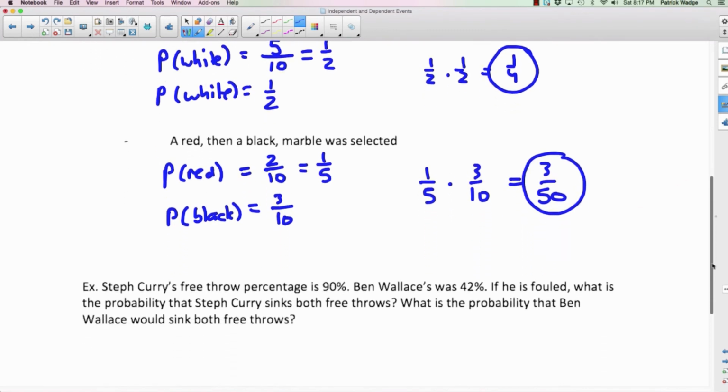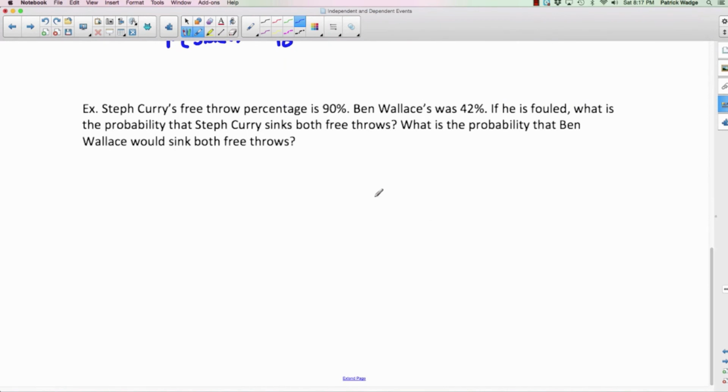All right, real world question here. I don't know what the answer is yet. I just made up the question. Real numbers here. Steph Curry's free throw percentage. This is for you, Yvonne. Steph Curry's free throw percentage is 90%.